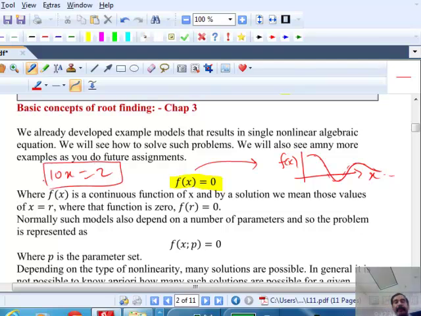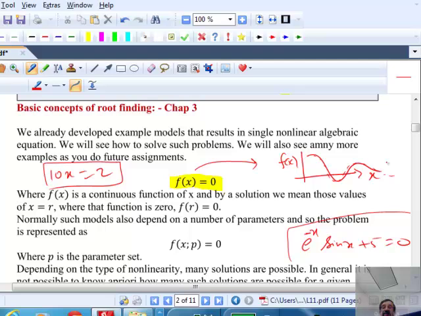But how would a nonlinear equation look like? It could look like e to the power x times sine x plus 5 equal to 0. Sine is a nonlinear function. E to the power x is a nonlinear function. Okay, let me make it e to the power minus x, for example. So when I sketch that kind of a function, how will it look like? There is an exponential decay, and then there is a sine. So the function may actually look like this.